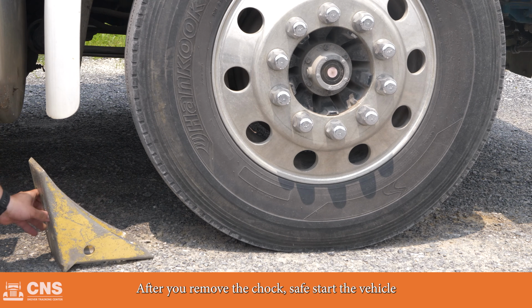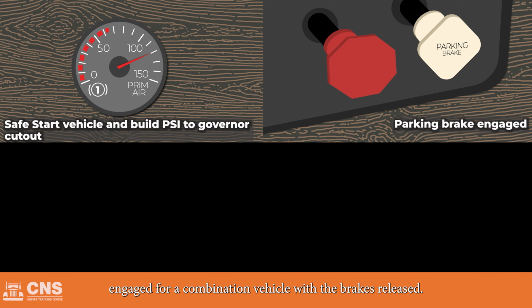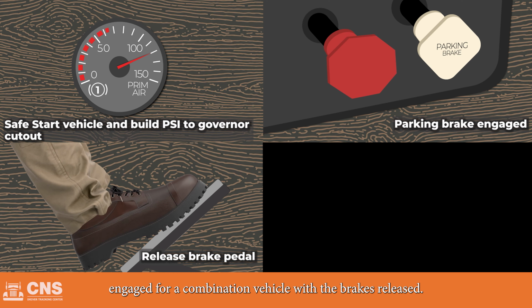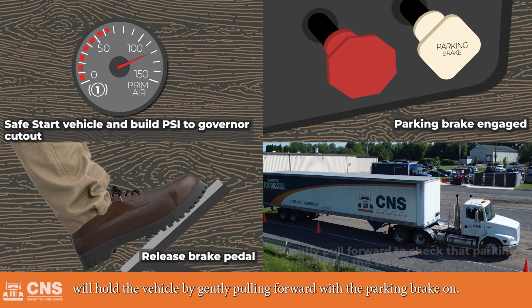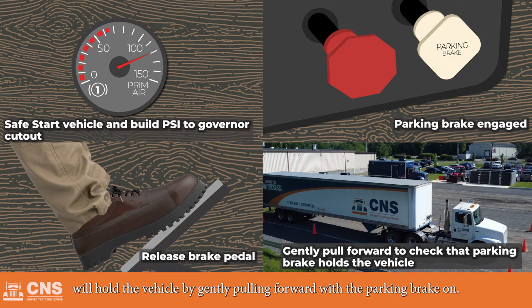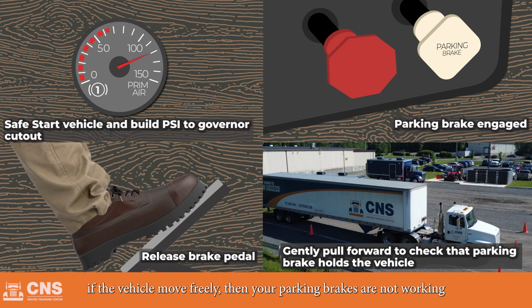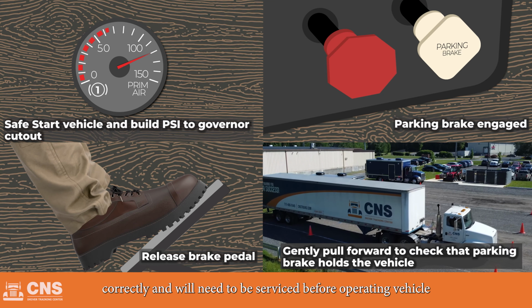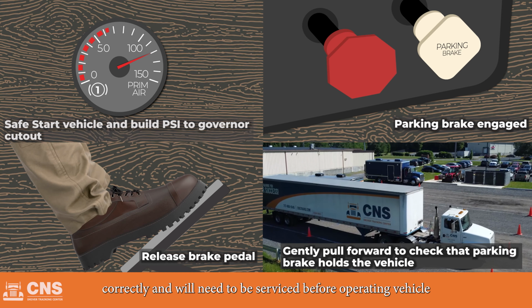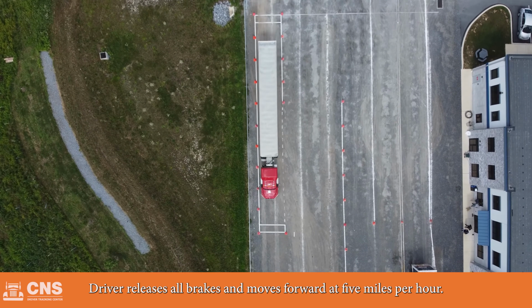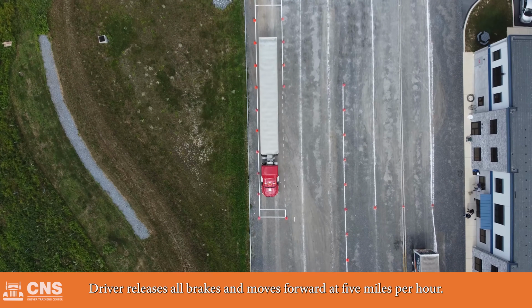After you have removed the chock, safe start the vehicle, and with the pressure buildup to governor cut out and parking brake engaged, for a combination vehicle with the brakes released, check that the parking brake will hold the vehicle by gently pulling forward with the parking brake on. If the vehicle moves freely, then your parking brakes are not working correctly and will need to be serviced before operating the vehicle. Driver releases all brakes and moves forward at 5 miles per hour.